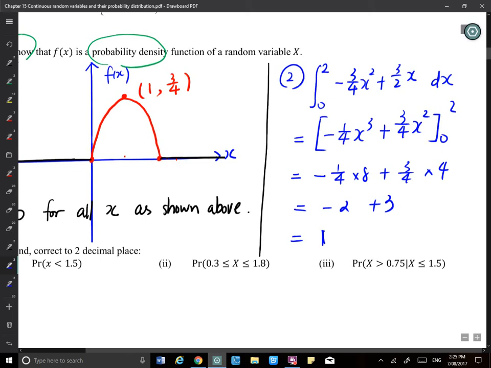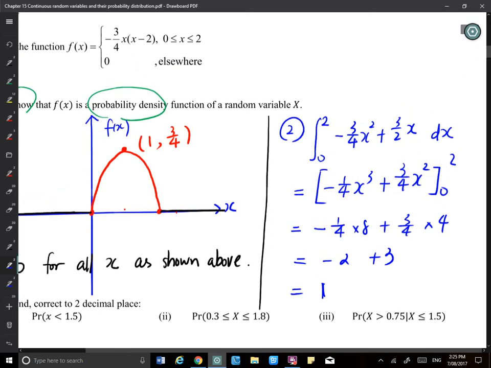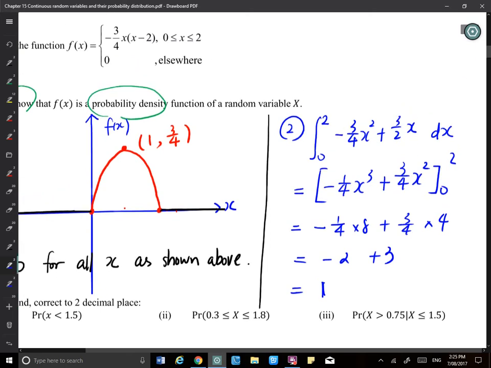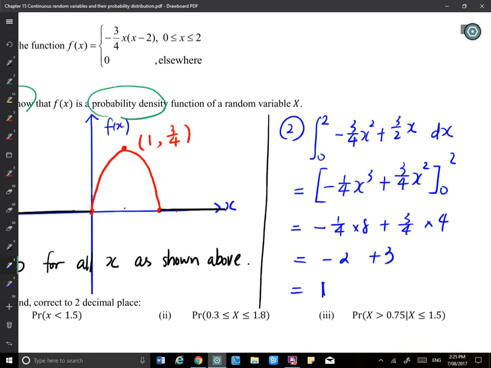So that is a probability density function. The area under the whole thing is 1, which means all the probabilities added together will be 1. And that's correct. So this can become a probability density function.